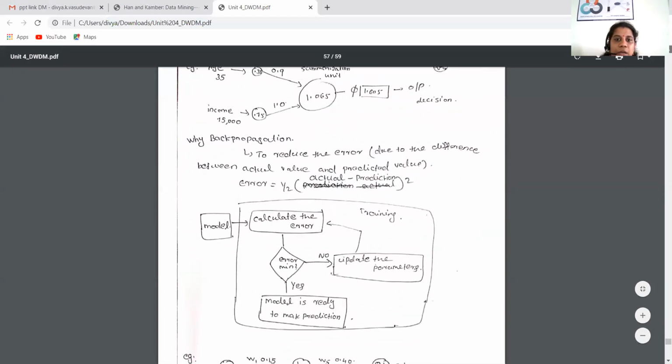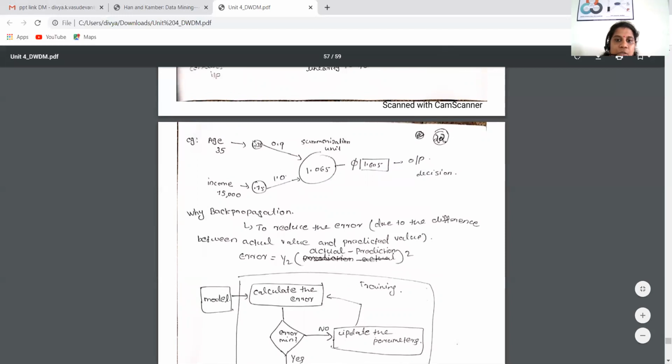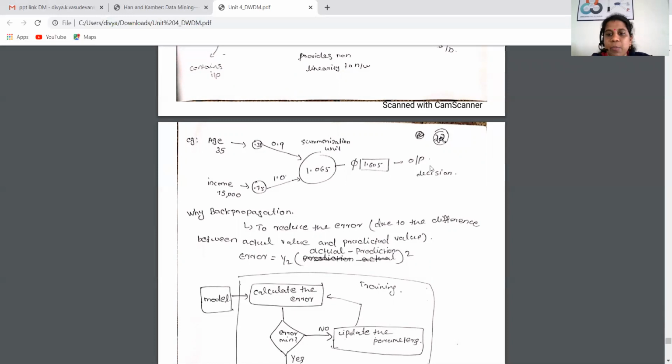Here we have given one small example. A model is constructed, and we'll apply some training data, for example, age is equal to 35, income is equal to 75,000. Randomly we will assign two weights, 0.9 and 1.0. Then we apply the summation unit and the activation function, and we get one output. The output can be, for example, whether he is going to buy a computer. We then compare this output with the output in the training data.